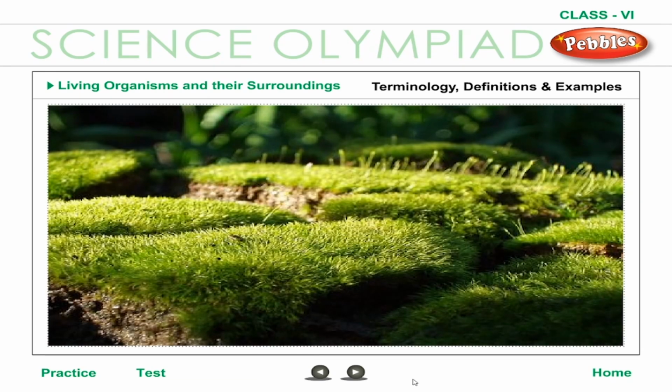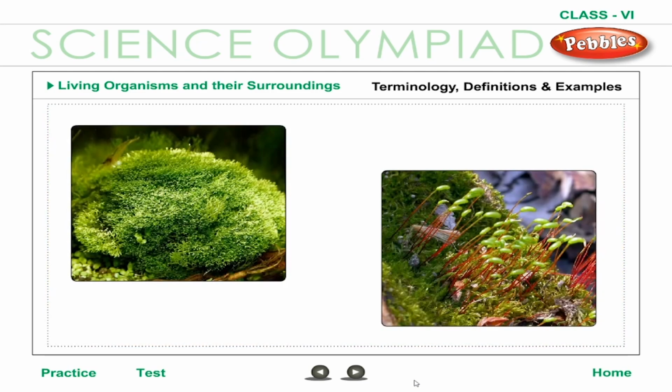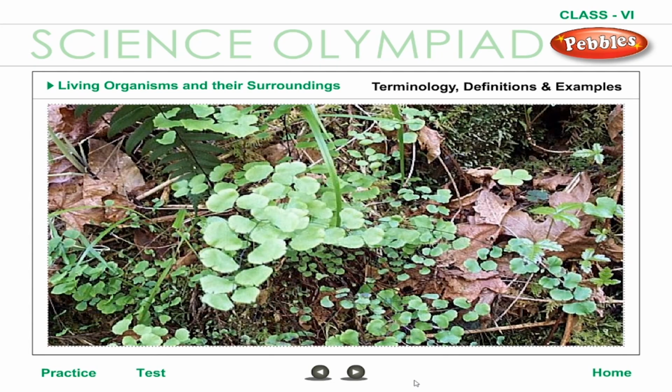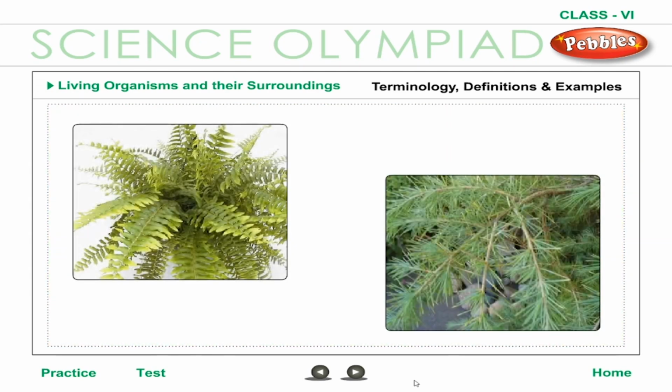Bryophytes. True roots and stem are absent, but some may have leaves. They grow on damp walls, rocks and barks of the trees. Example, moss, riccia. Pteridophytes. These complex, non-flowering plants are differentiated into roots, stems and leaves, but do not bear seeds and flowers. Example, ferns, deodar.